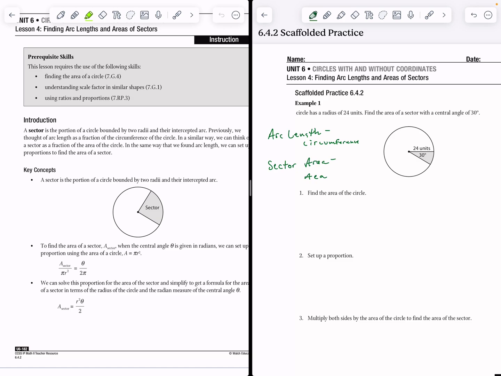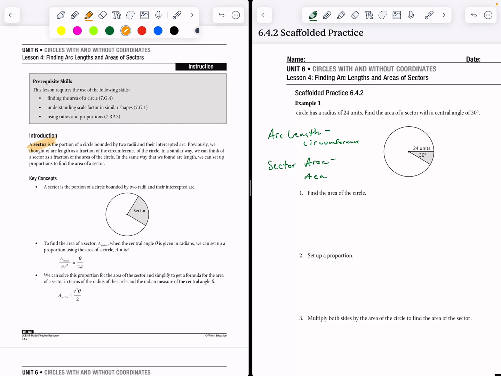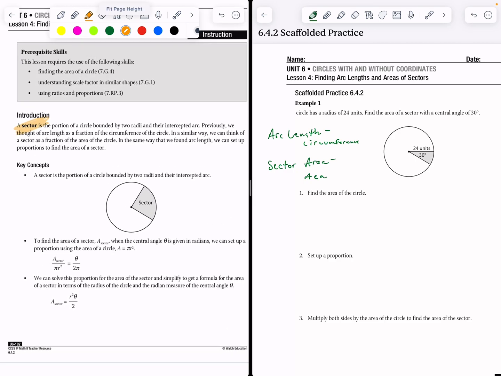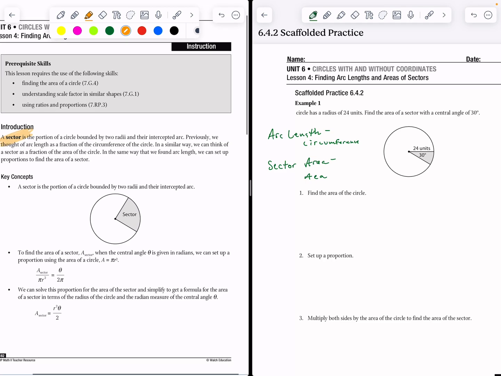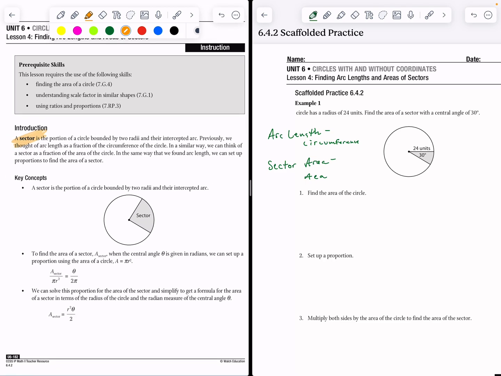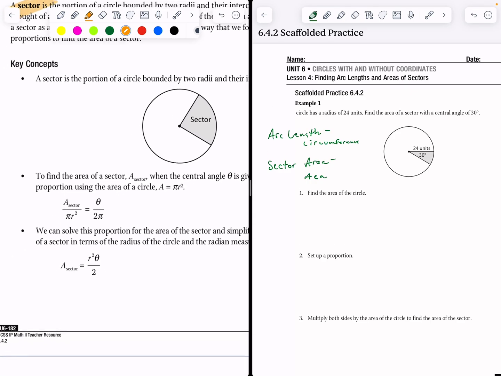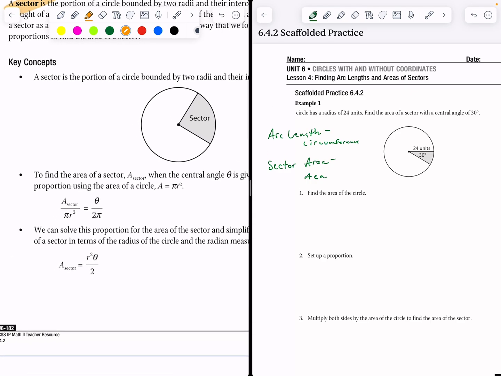So a sector is the portion of the circle bound by two radii and their intercepted arc. Previously, we thought of arc length as a fraction of the circumference. In a similar way, we can think of a sector as a fraction of the area. If they give us radians, we're going to use theta over 2 pi.